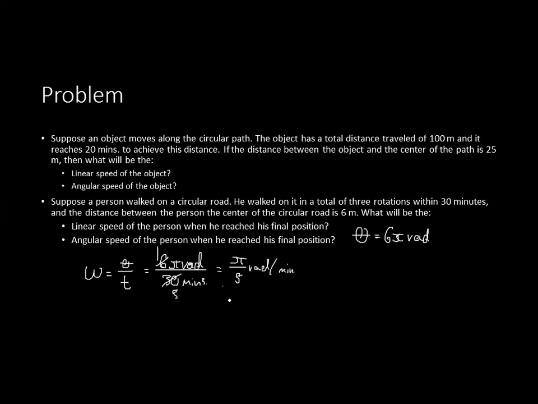And we're done. All we need to do now is to approximate. Yeah, there we go. So the approximate answer for this one, pi divided by 5, is 0.63 radians per minute. And that is our final answer. And yay, we're done. Okay?